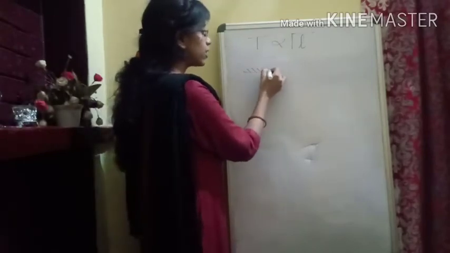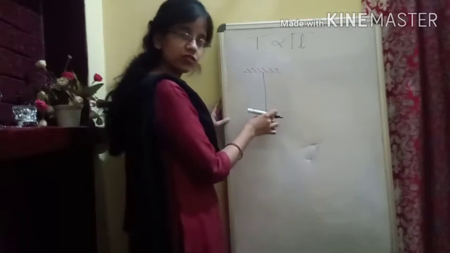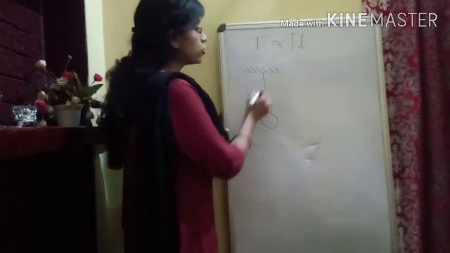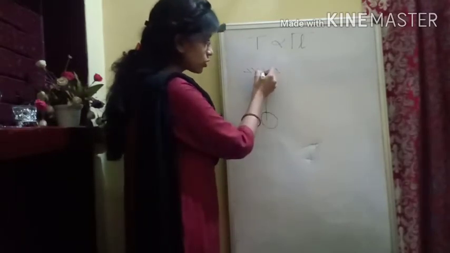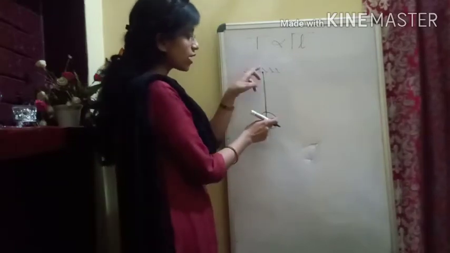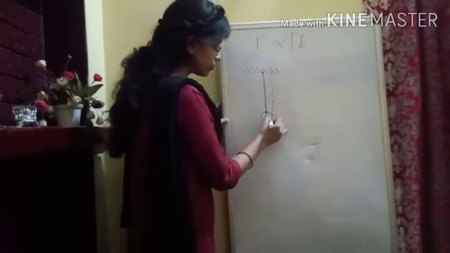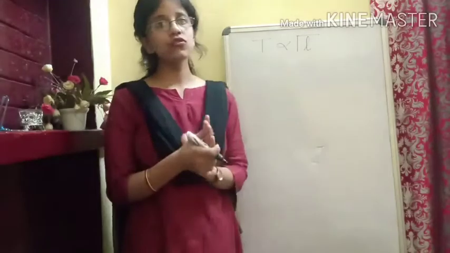We have learned that when we take a rigid support and we attach a string or any thread to it, and here is our bob, the length of the thread plus the radius of the bob is known as the effective length. If I show you all, this total will be your effective length. So T is directly proportional to root of L.